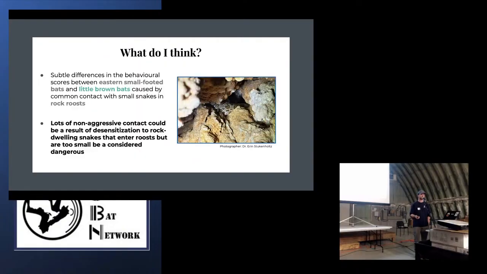So what do I think about these results? Subtle differences in the behavioral scores between eastern small-footed bats and little brown bats could be caused by common contact with small snakes in rock roosts. Lots of non-aggressive contact between the simulated predator and the bats could be a result of desensitization to rock-dwelling snakes that enter roosts but are too small to be considered dangerous. This is sort of what I was getting at earlier when I mentioned that eastern small-footed bats would engage in non-aggressive contacts more frequently in later chases during the trials.